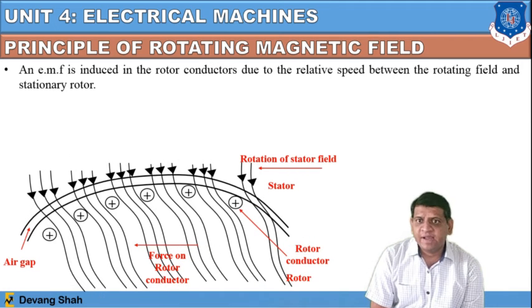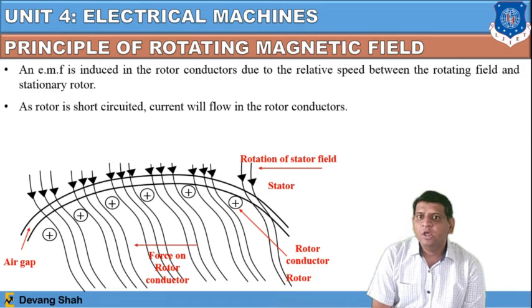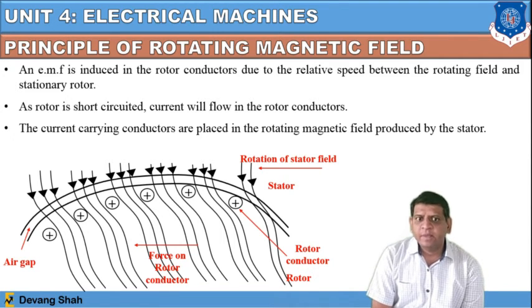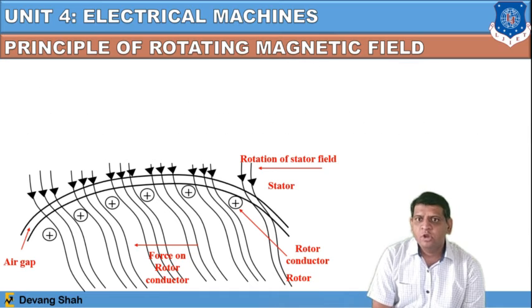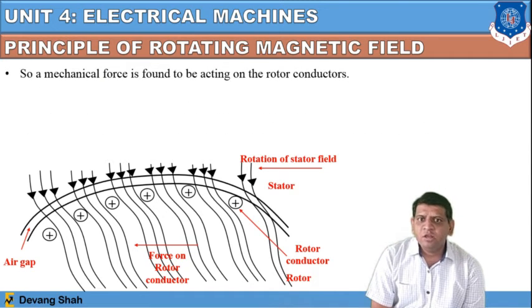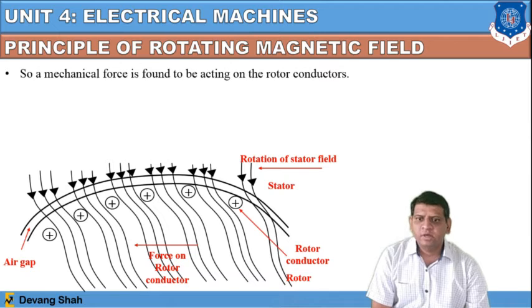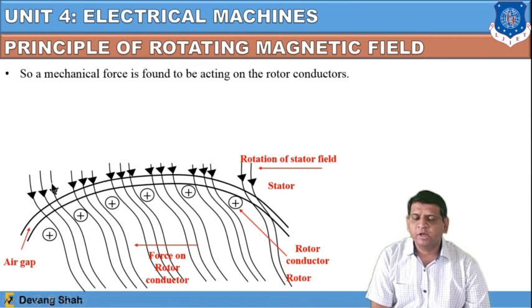From this you can say that an EMF is induced in the rotor conductor due to the relative speed between the rotating field and the stationary rotor. As the rotor is short circuited, current will flow in the rotor conductor. So the current-carrying conductors are placed in the rotating magnetic field produced by the stator, and a mechanical force is found to act on the rotor conductor. This mechanical force is generated because the stator has the rotating magnetic field and current flows in the rotor.